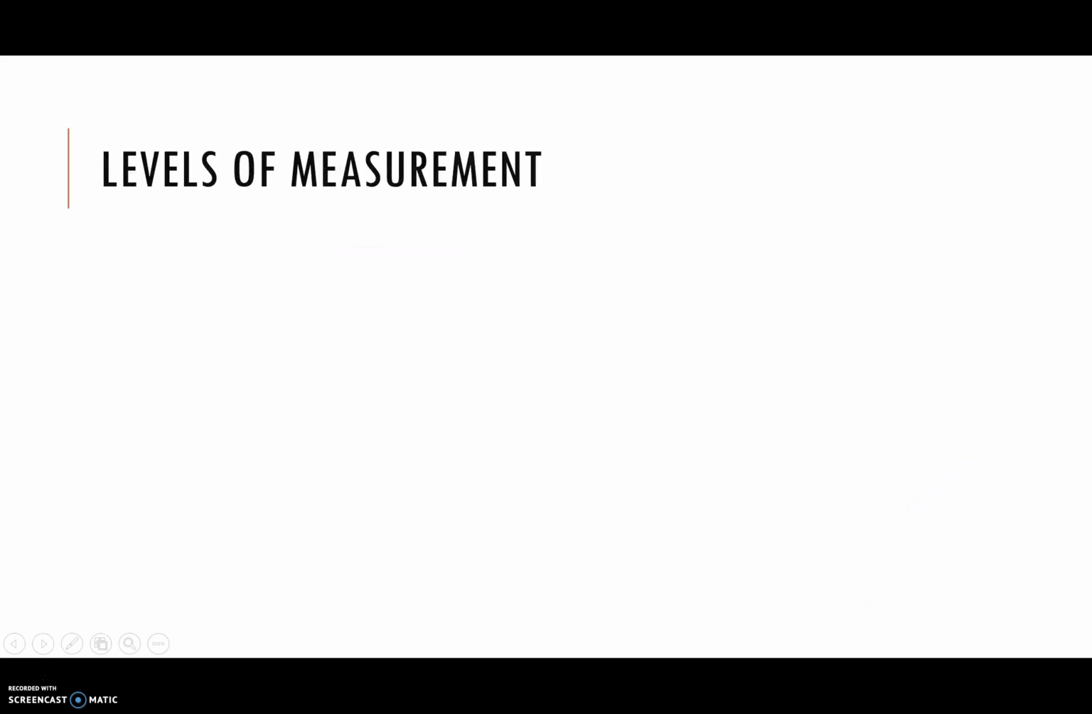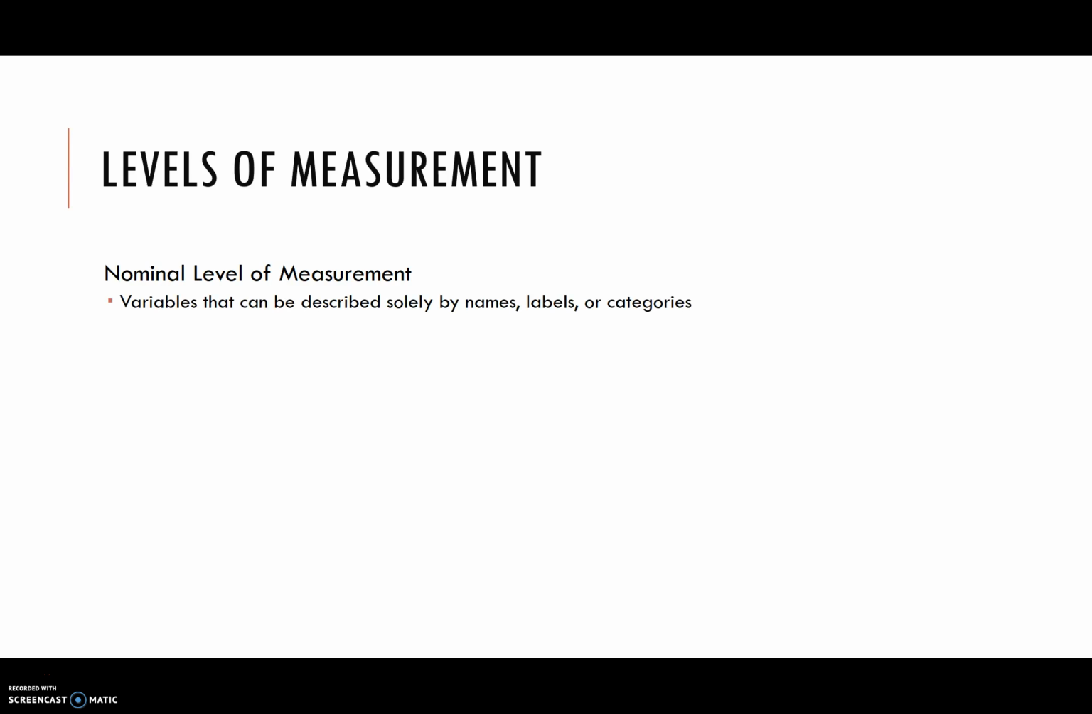Now let's discuss the levels of measurement. Our first is the nominal level of measurement. Here, variables can be described solely by their names, labels, or categories. They do not include ranking or ordering of data. And some examples include hair color, types of tea, or gender.